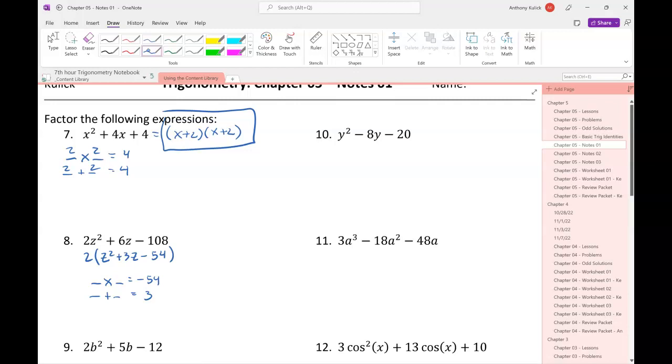What are those 2 numbers? Times tables, times tables. So we need to get the mad minute problems back out. Okay, 6 plus 9 is 15, not 3. 9 minus 6 is 3. So positive 9 and negative 6 is what you need. Good. So my answer can just be z plus 9 and then z minus 6. And I know I'm done because those are both linear terms, so obviously we can't factor any of those anymore.